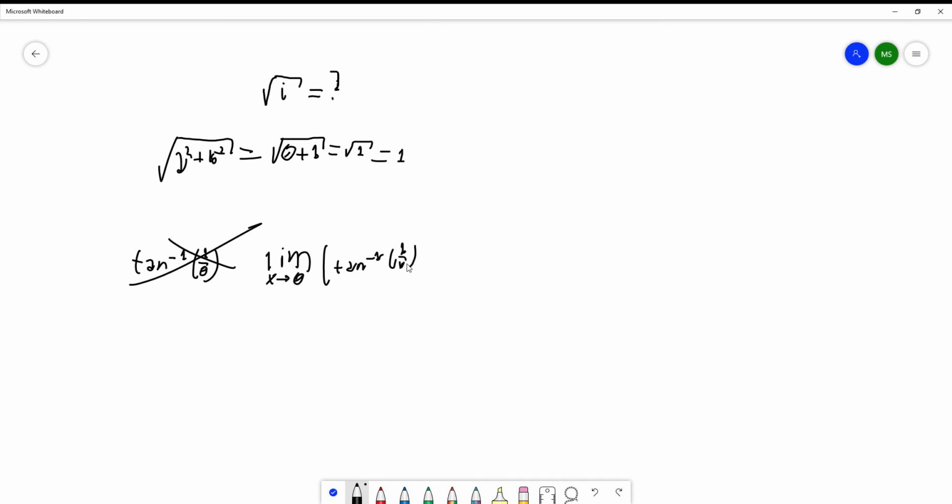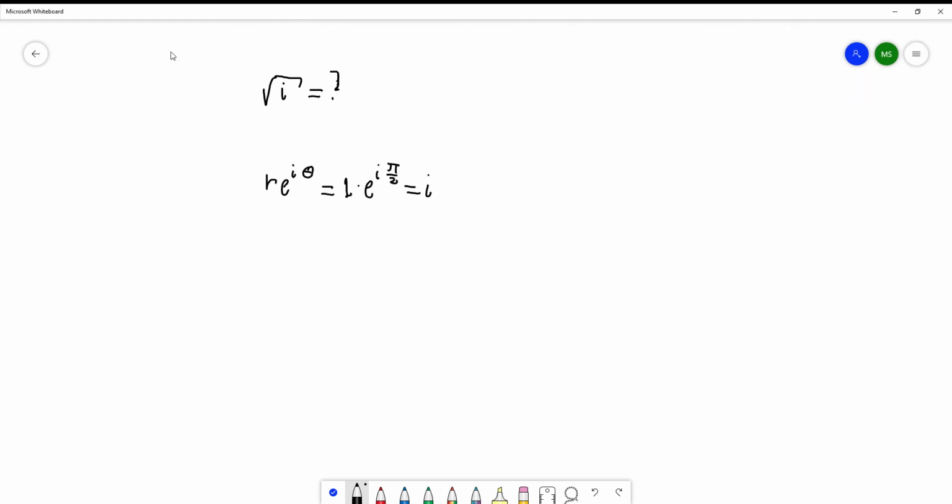Now, as this approaches 0, this number inside will approach infinity. So that is the limit as, let's choose h, approaches infinity of the inverse tangent of h. And we know that that is, in radians, pi divided by 2. So this is the polar form of i.